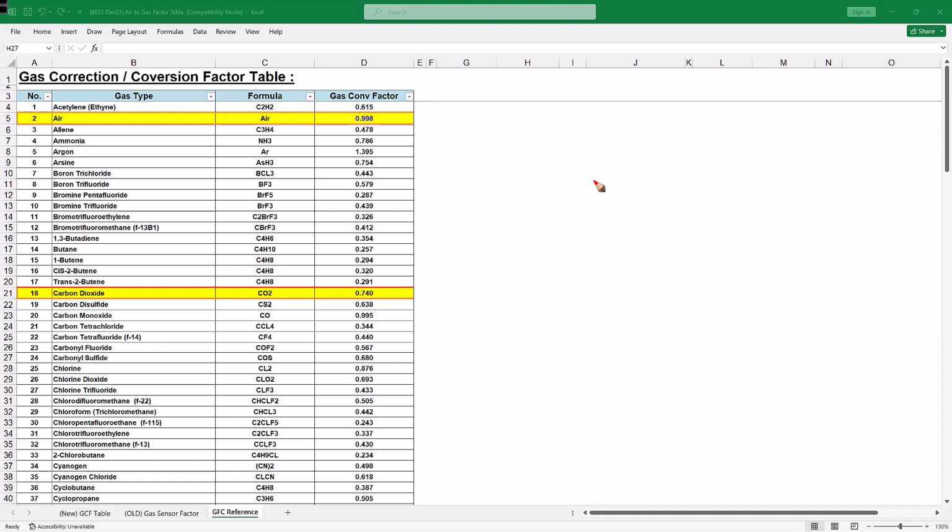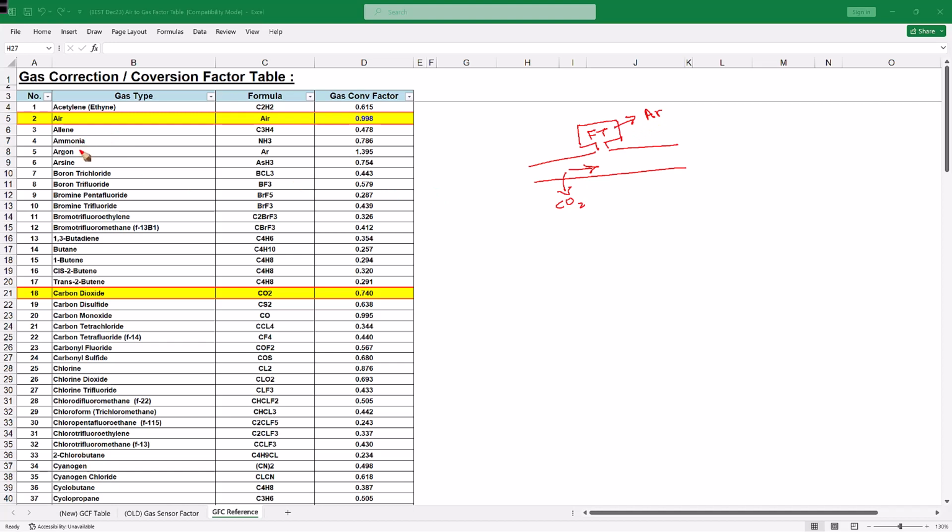Okay, for example, I have a flow transmitter here. This is a flow transmitter, installed in the pipeline to measure the gas flow rate. Let's say the gas that flows inside the pipeline is CO2, carbon dioxide. But this flow transmitter is designed for or calibrated for different type of gas, maybe for example argon.